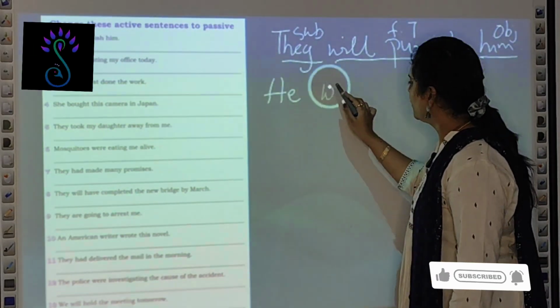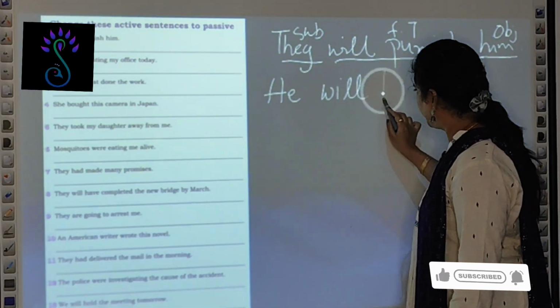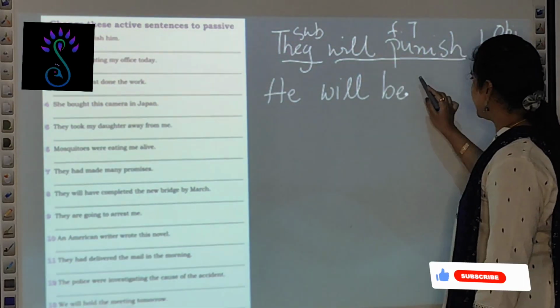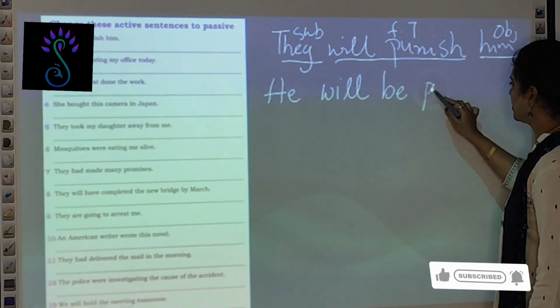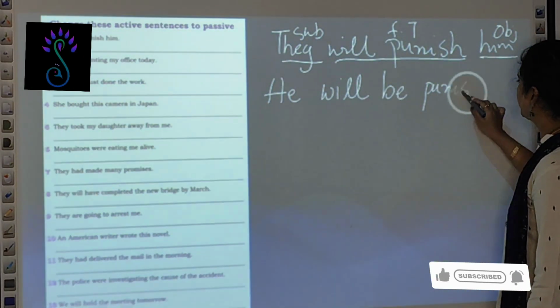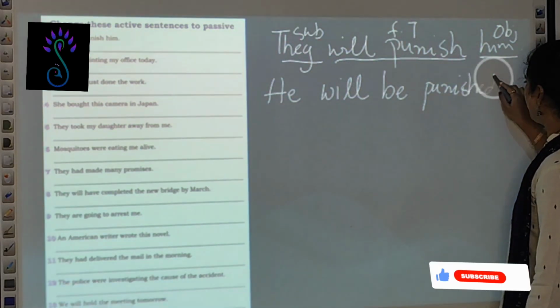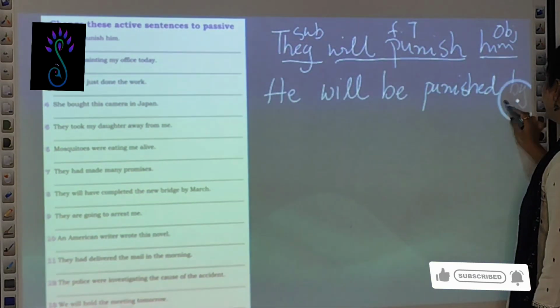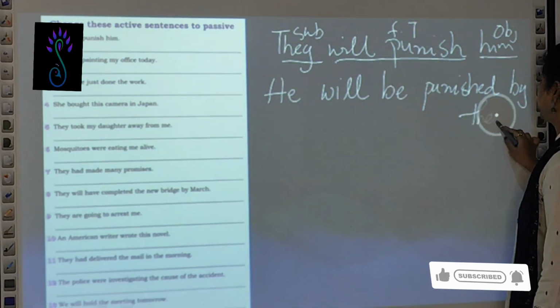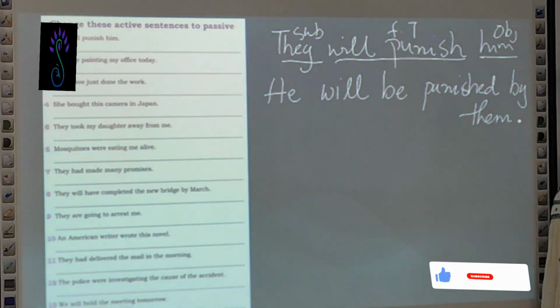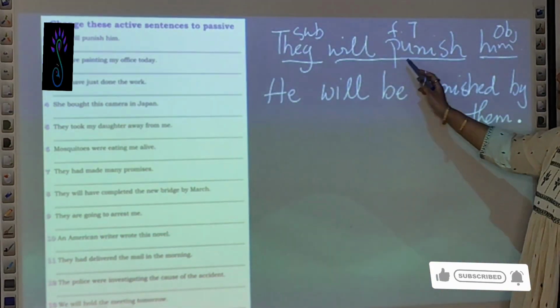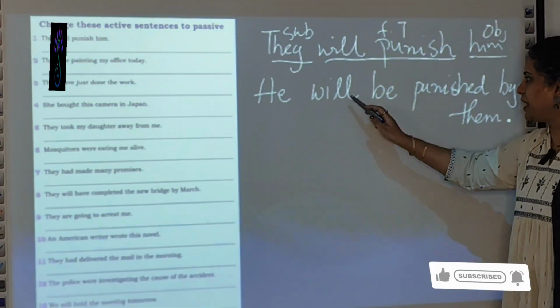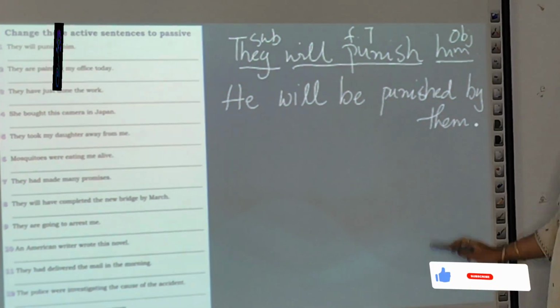I told you the rule, will be punished changes to V3. Punished, you should add by them. Got it? They will punish him. He will be punished by them.